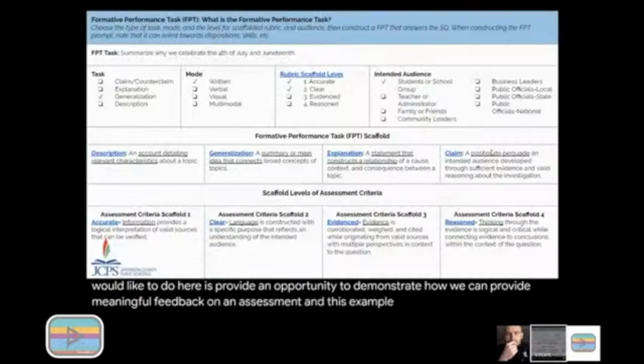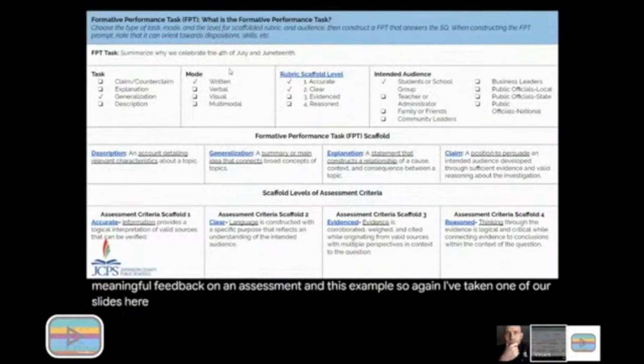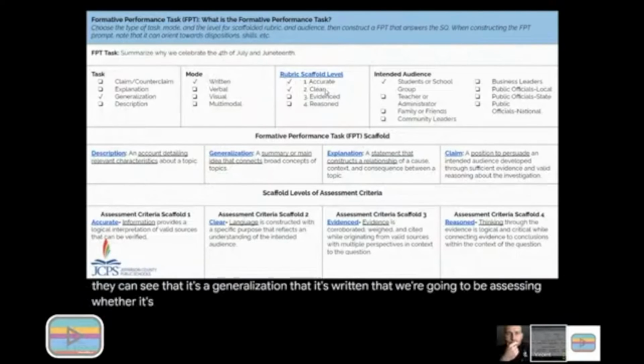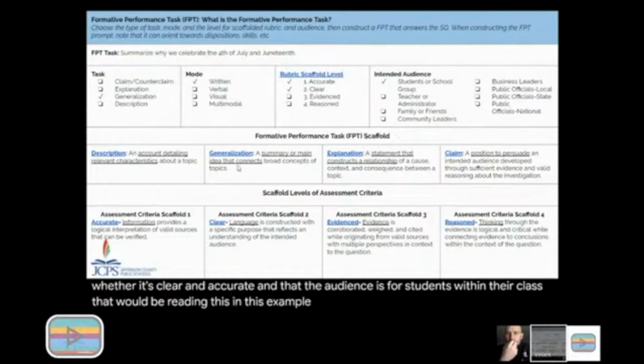So again, I've taken one of our slides here and put in the task at the top. I've checked this for the students where they can see that it's a generalization, that it's written, that we're going to be assessing whether it's clear and accurate, and that the audience is students within their class that would be reading this, along with the definitions again that are provided right here.